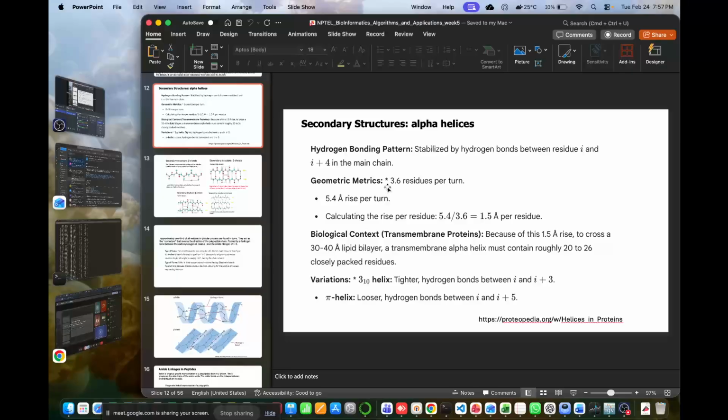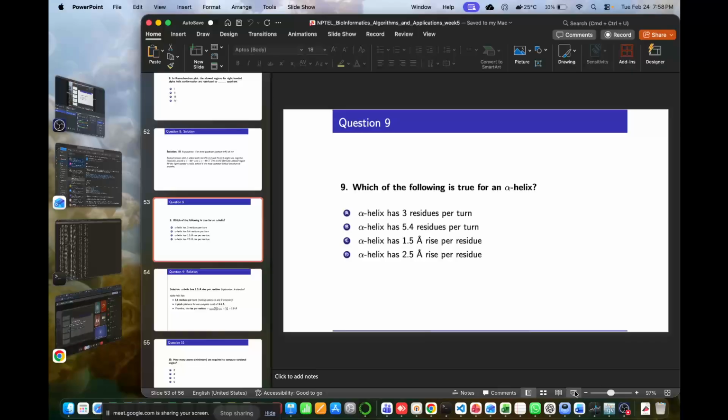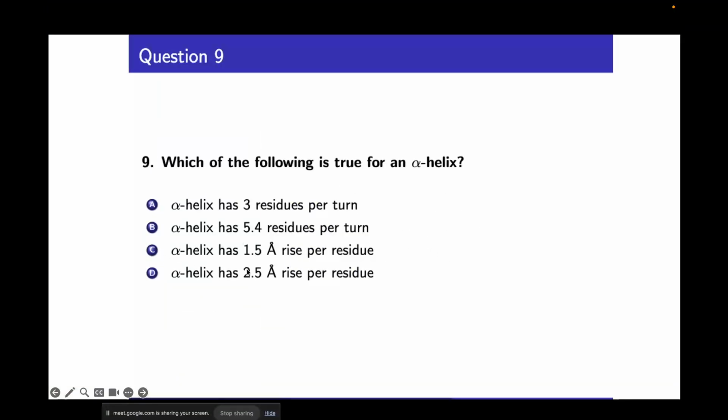So, alpha helices have 3.6 residues per turn. 5.4 angstrom is the rise, which is the length of the strand which covers one turn. And the rise per residue is 1.5 angstrom per residue. So where did the question go? Yeah, the correct answer is basically the third option, 1.5 turns per residue. This is the rise. 5.3 is the rise, and the rest of them are not true.